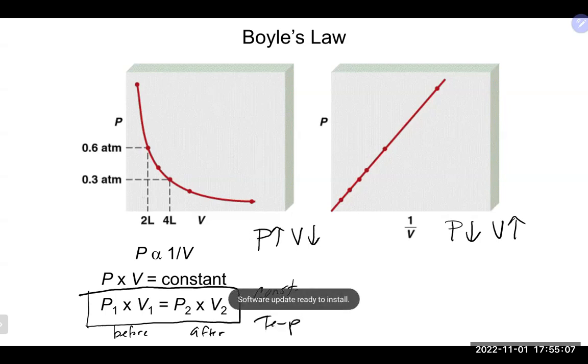And that's what we see here at a much larger volume. We have less pressure. At a smaller volume, we have more pressure. And that is the linear relationship that we get. Pressure is equal to 1 over the volume.